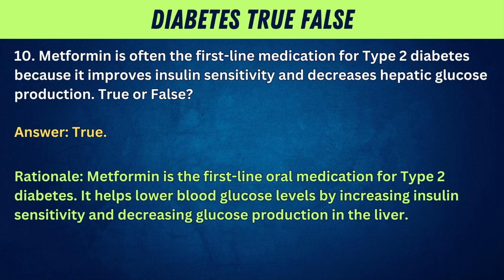10. Metformin is often the first-line medication for type 2 diabetes because it improves insulin sensitivity and decreases hepatic glucose production. True or false? Answer: true. Rationale: metformin is the first-line oral medication for type 2 diabetes. It helps lower blood glucose levels by increasing insulin sensitivity and decreasing glucose production in the liver.